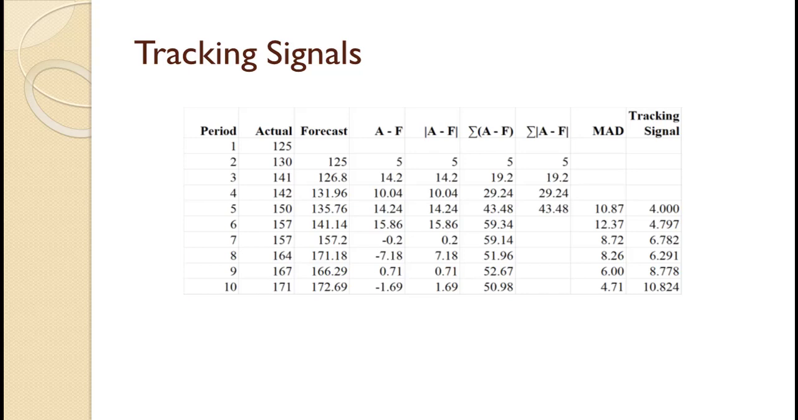For period 6, the cumulative A minus F value of 59.34 divided by the MAD of 12.37 equals 4.797. For period 7, the cumulative A minus F value of 59.14 divided by the MAD of 8.72 equals 6.782. For period 8, the cumulative A minus F value of 51.96 divided by the MAD of 8.26 equals 6.291. For period 9, the cumulative A minus F value of 52.67 divided by the MAD of 6.00 equals 8.778. For period 10, the cumulative A minus F value of 50.98 divided by the MAD of 4.71 equals 10.824. All of the tracking signals exceed positive 4, indicating bias.